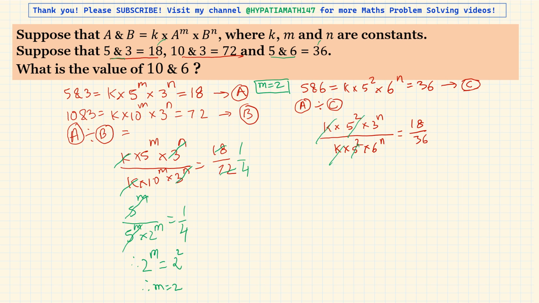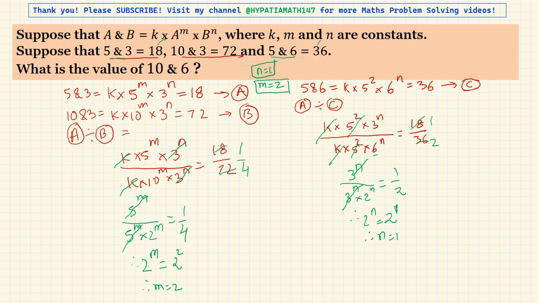See, once again, instead of having 6 to the power n, I can write it as 2 to the power n times 3 to the power n. So I'm going to rewrite it as 3 to the power n out of 3 to the power n times 2 to the power n, that's 6 to the power n, and that equals 18 over 36, 1 out of 2. Therefore 2 to the power n equals 2 to the power 1, so therefore n equals 1. So we've got m is 2, n is 1.